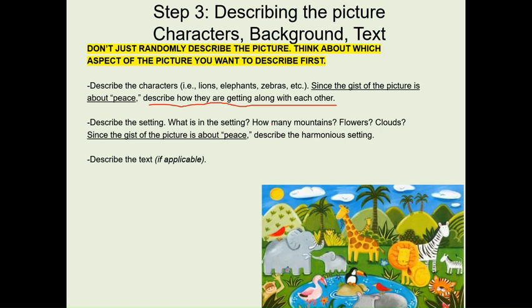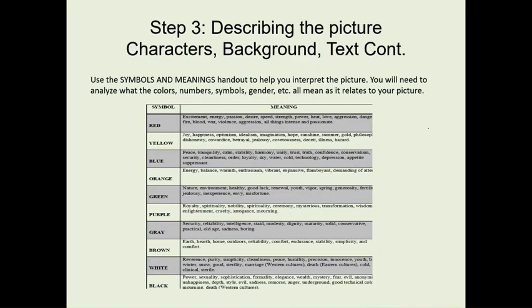And when you describe the setting, the setting is the mountains, the clouds, the trees, all of that is the setting. And since the gist of the picture is about peace, you're going to describe the harmonious setting. Okay. So also with describing, you have to interpret. So this assignment will require you to interpret what you see in the picture. Okay. So you'll have to interpret what you see.